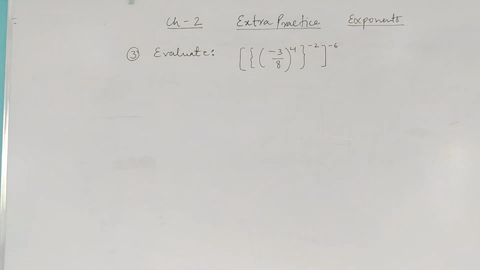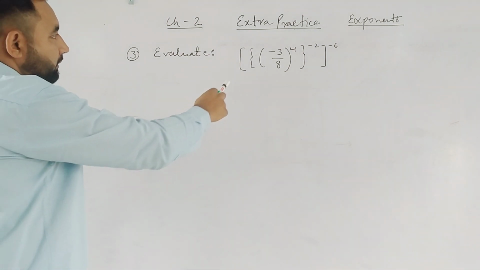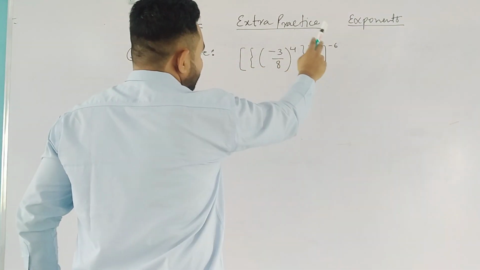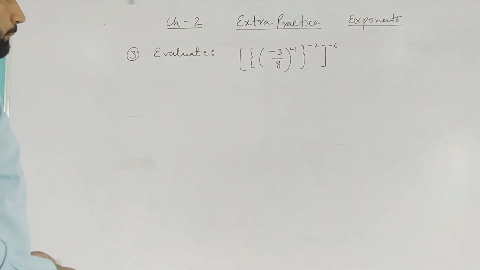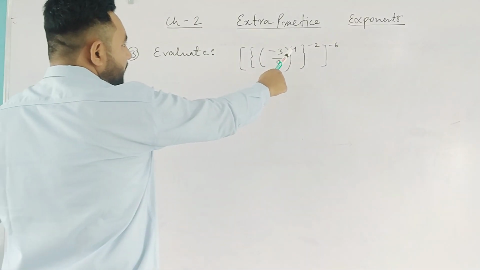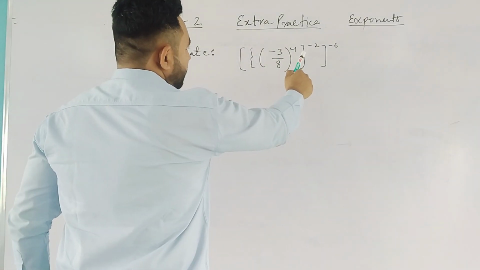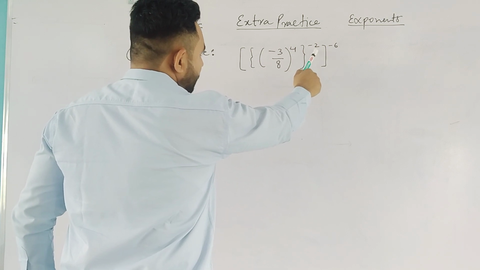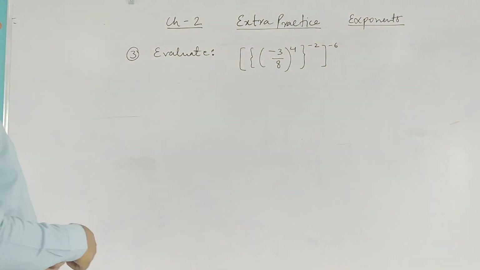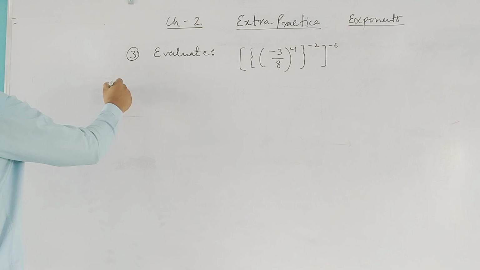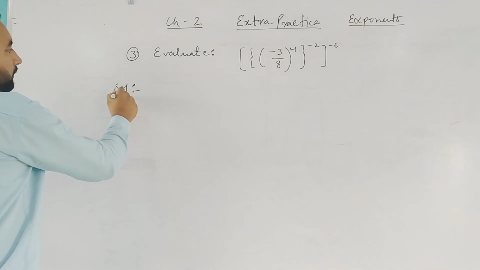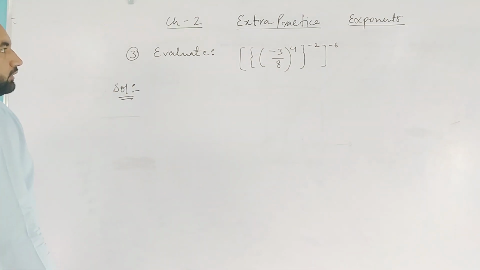So here we have this extra practice of exponents, and the question is: evaluate. What is the question? Minus 3 by 8 to the power 4 to the power minus 2 to the power minus 6. I repeat, minus 3 by 8 to the power 4 to the power minus 2 and to the power minus 6. So you have to evaluate it.